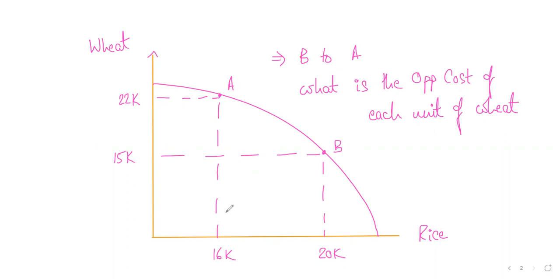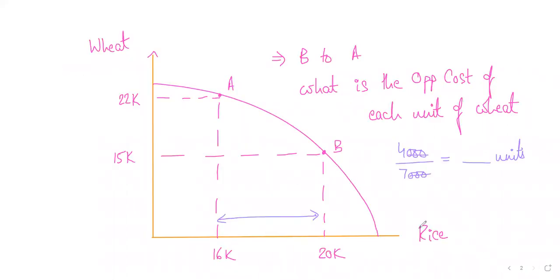Think about this. How many units of rice will you need to give up if you're moving from B to A? You'll be giving up 4,000 units of rice, and against that you will be getting an additional 7,000 units of wheat. So for each unit of wheat, you have to give up 4 divided by 7, right? You can use your calculators. So that many units of rice you have to give up to produce 1 more unit of wheat. Is this absolutely clear, students?